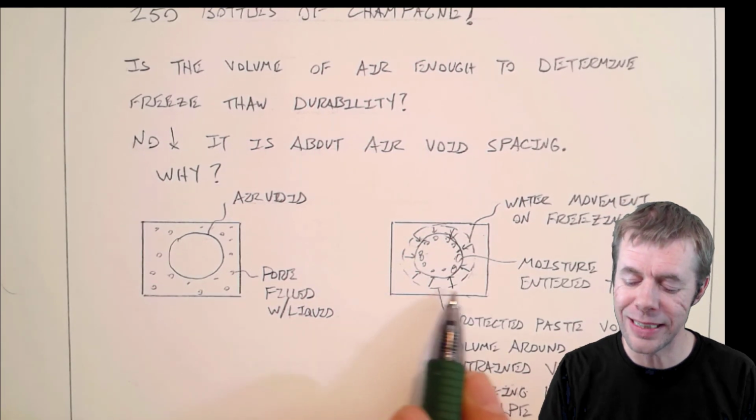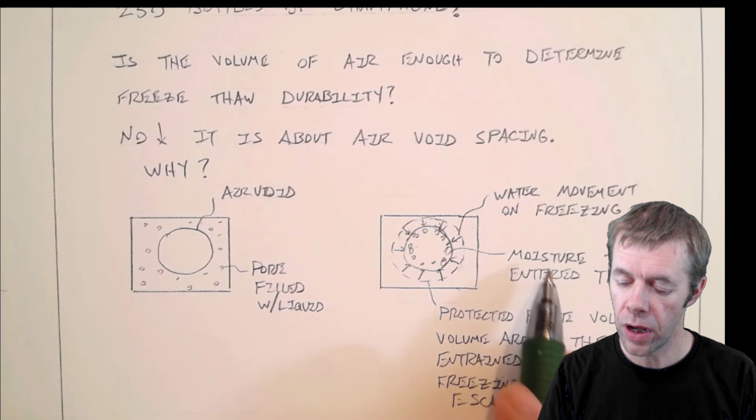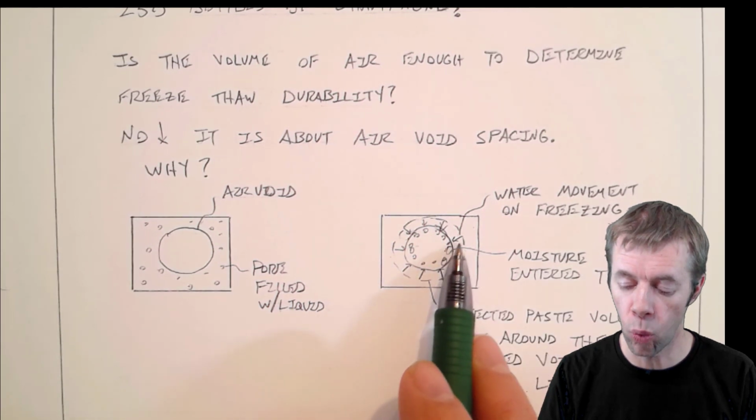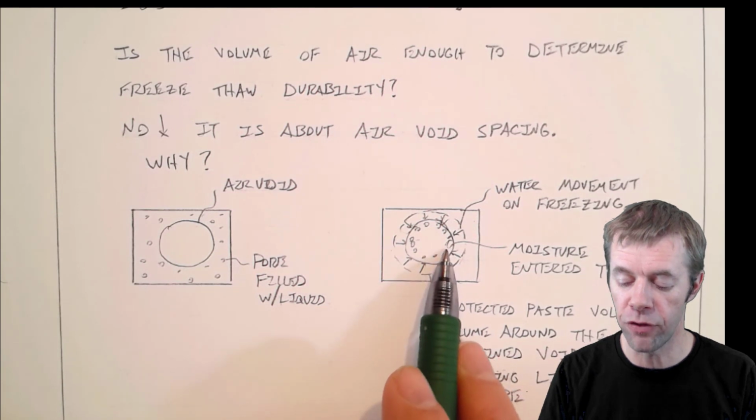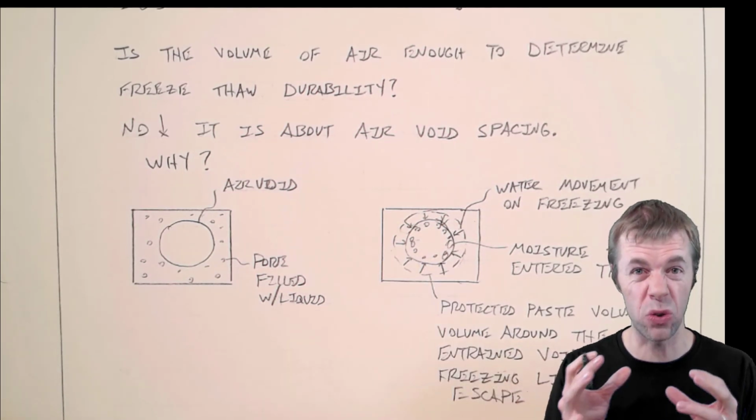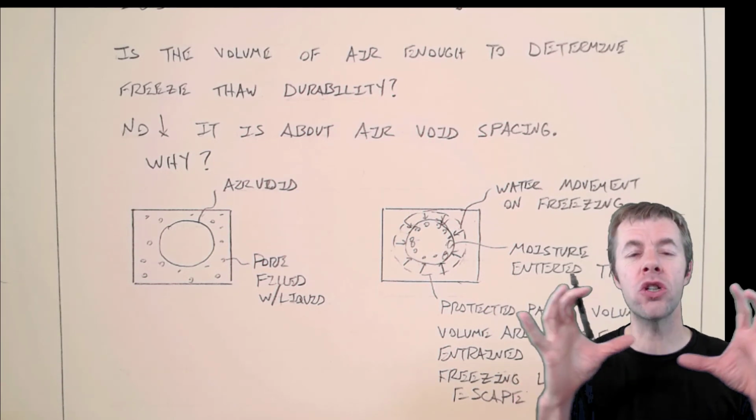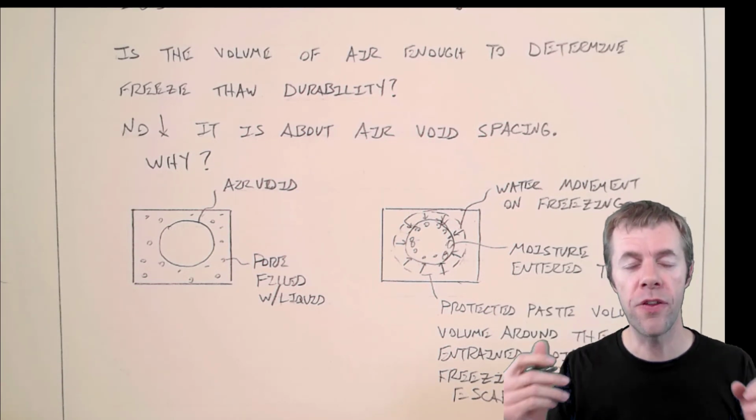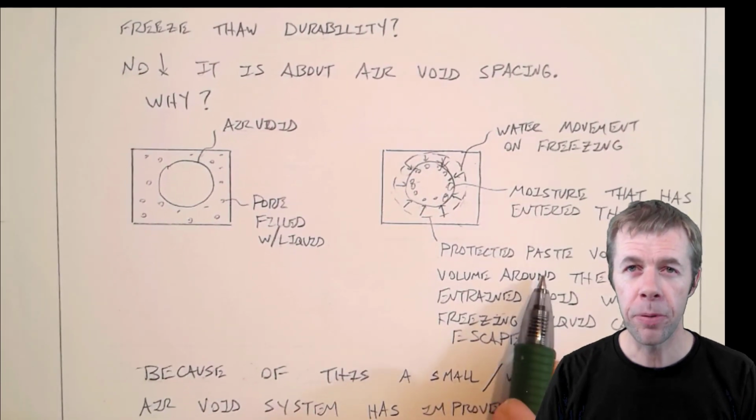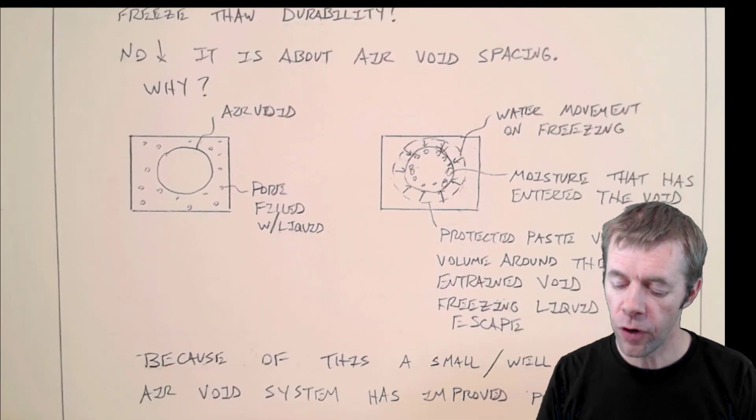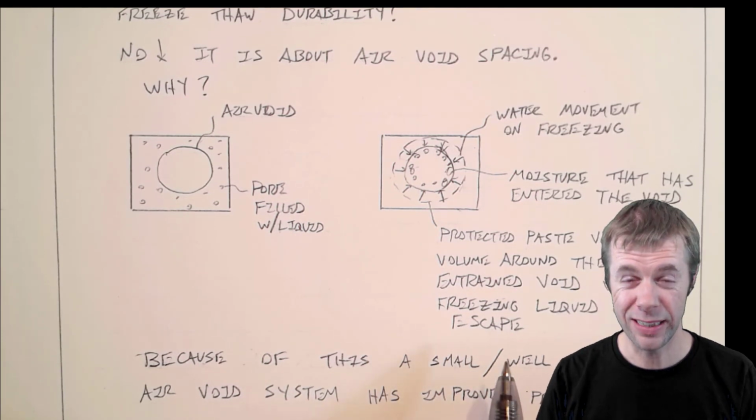There's only a certain distance that this water can travel over. I'm showing these arrows as water movement on freezing. And this moisture ends up entering the void and forming ice crystals. People have imaged it. It's pretty cool. But there's only a certain region or zone that this water can travel over. And this is called the protected paste volume. The volume around the air-entrained void is where freezing liquid can escape.